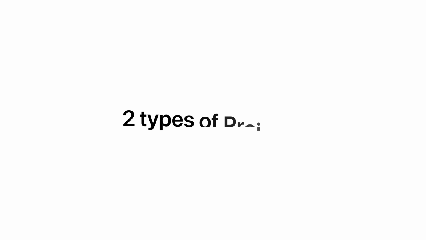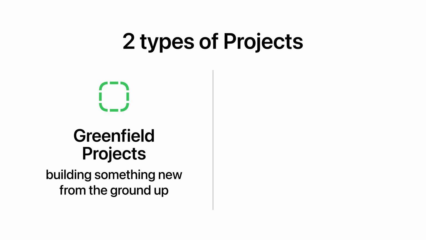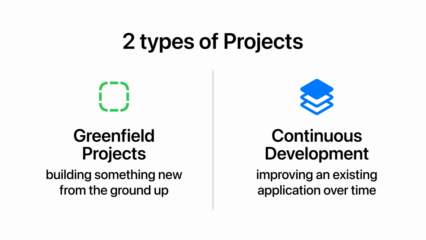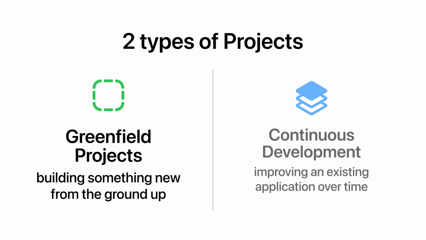Before we begin, it's important to understand that we distinguish between two types of projects: Greenfield projects, where we build something new from the ground up; and continuous development, where we improve an existing application over time. Today's video focuses on Greenfield development. We'll cover continuous development in a separate video.